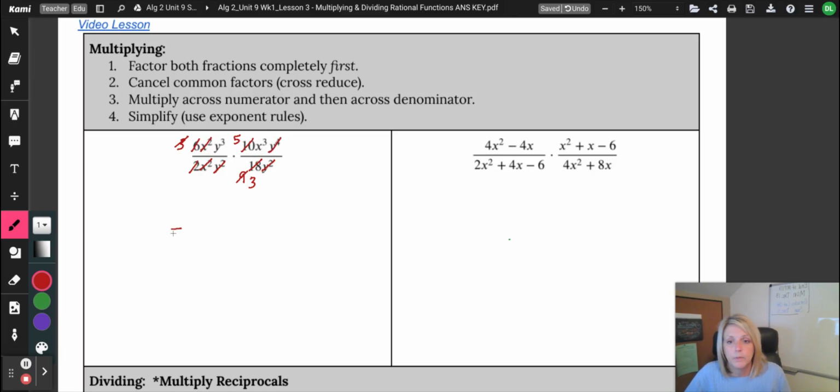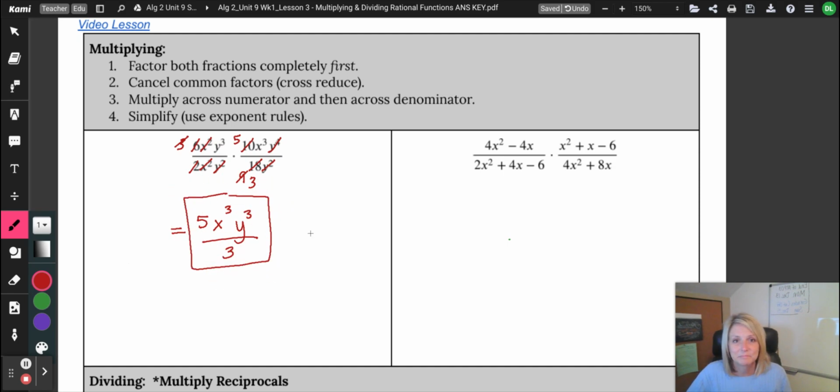And now let's see what we have left. In the numerator, we have y to the third, and we have 5, and we have x cubed. And in the denominator, we only have a 3. So this would be our final answer for this one.